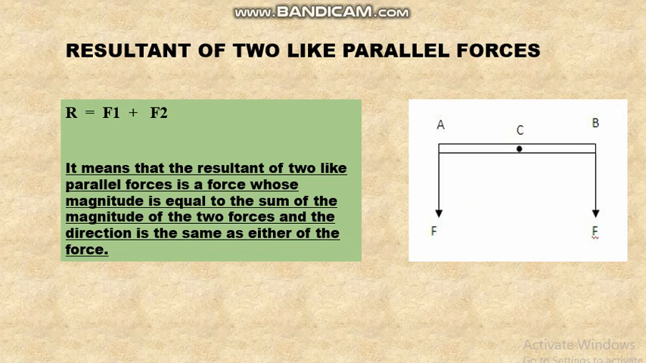Now move towards the resultant of two like parallel forces. Student, look at this diagram. In this diagram, F1 plus F2. It means that the resultant of two like parallel forces is a force whose magnitude is equal to the sum of the magnitudes of the two forces and the direction is the same as either of the forces.